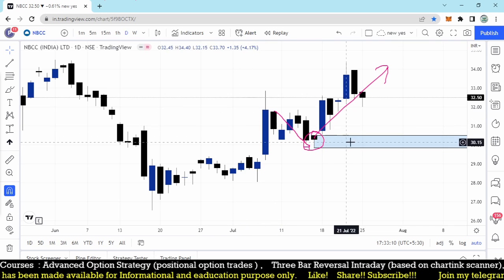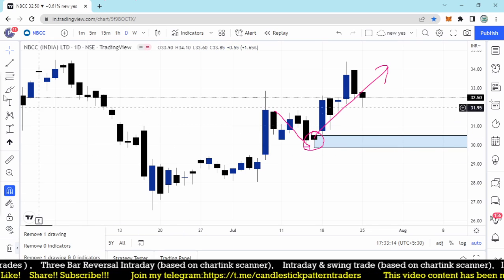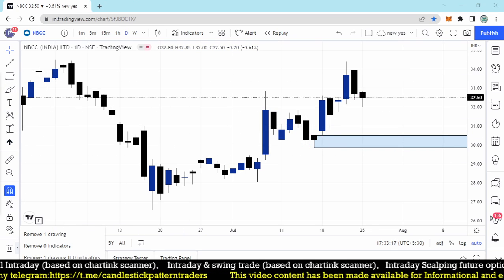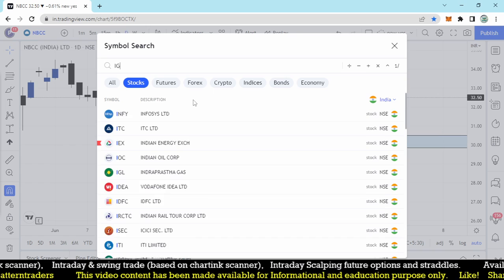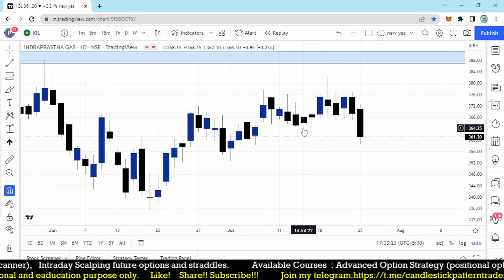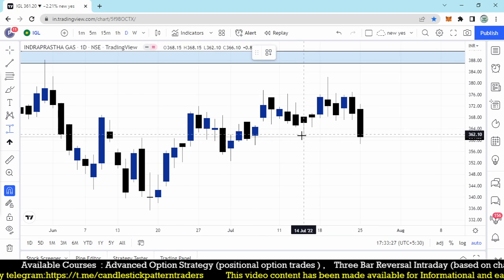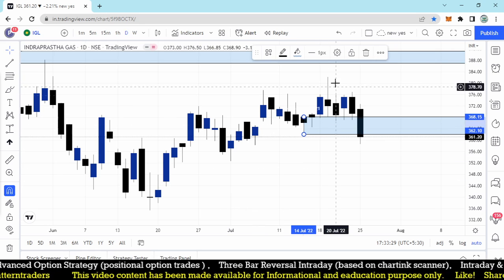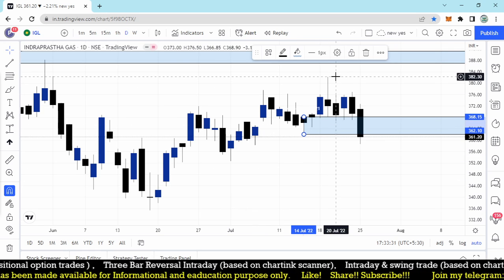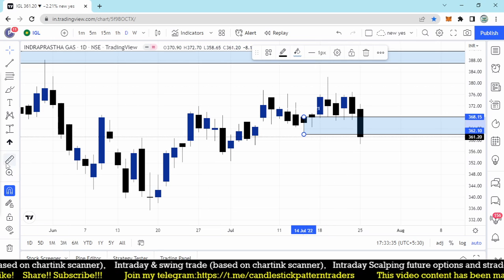This was happening on the 15th, and one day back, around the 14th, the stock that formed the same pattern was, I think, IGL, Indraprastha Gas. This pattern formed on 14th July, and after that, can you see the move? Within 3 days, it went up to 382 from 368. That is what I am focusing on. That was a great idea.